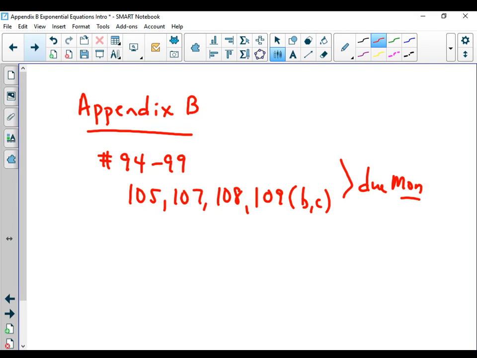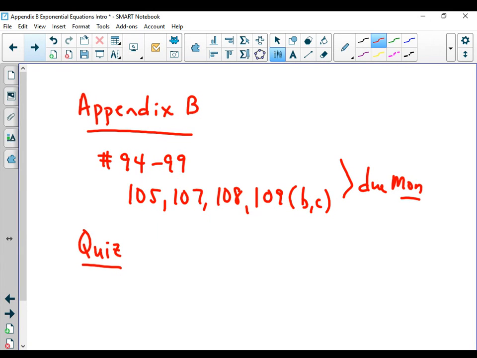But also on Monday, we're going to have a quiz that covers some of the material, not only from Appendix B, but also Appendix A. And remember, that was figuring out arithmetic and geometric sequences, being able to find the equation of an arithmetic or geometric sequence, whether that be explicit or recursive. And then we had some other general things that we keep practicing from chapter 1, things like factoring, things like solving systems of equations.